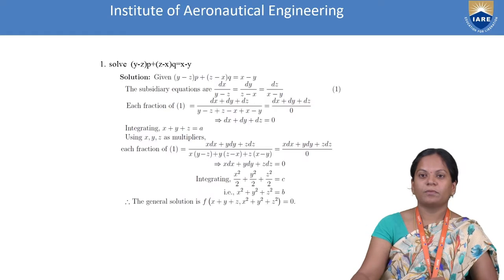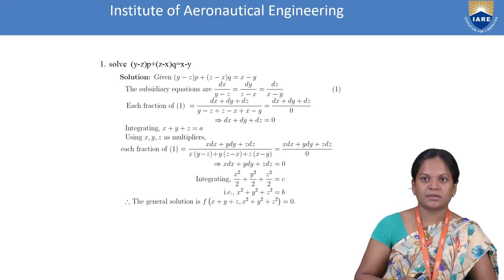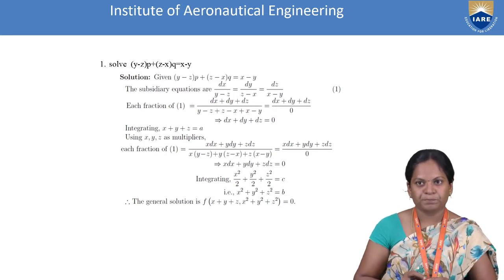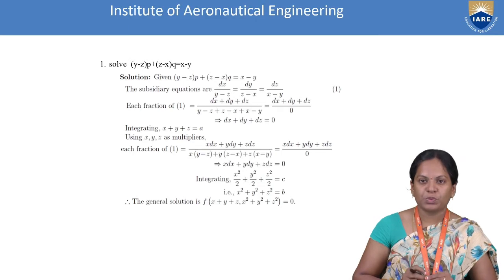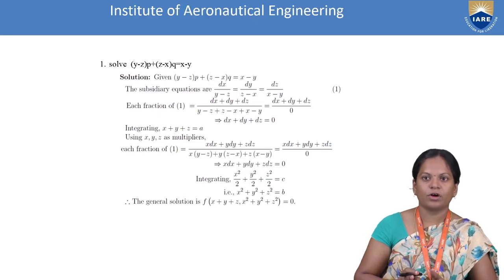So here we have one problem: (y minus z) p plus (z minus x) q equal to x minus y. In the previous session, we had simple forms, Pp plus Qq equal to R, with either x, y or y, z only. But in this we have y minus z, z minus x and x minus y. First check whether the given equation is in the standard form or not. So the given equation is of Pp plus Qq equal to R form only.